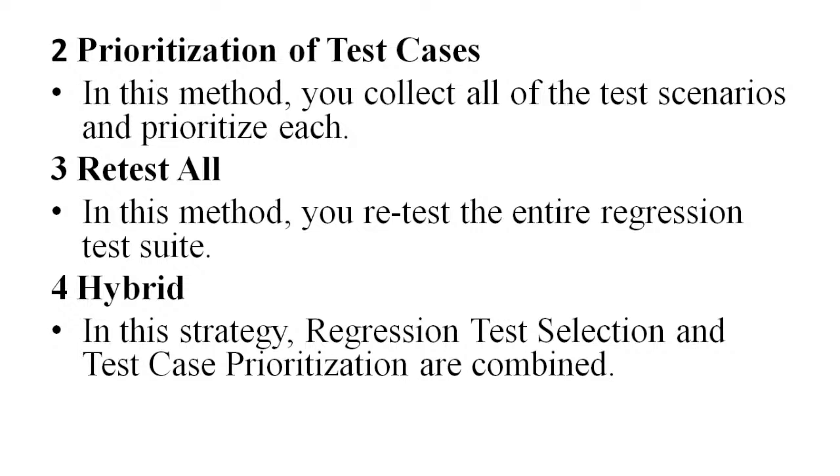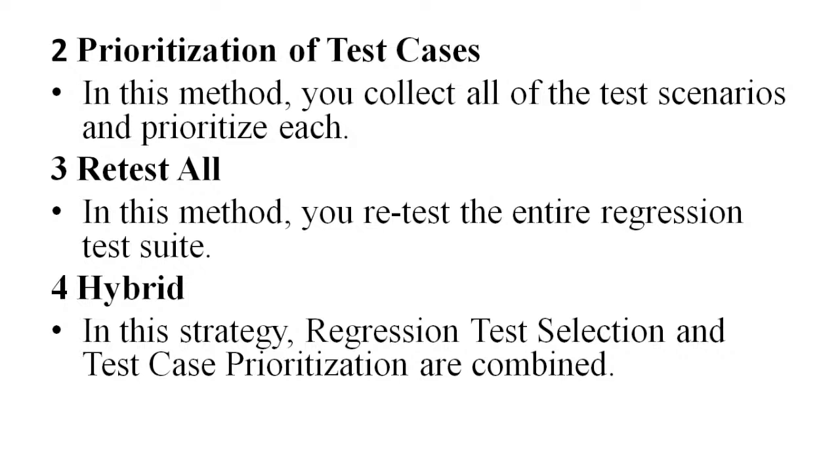In retest all, in this method, you retest the entire regression test suite. We need to retest the entire regression test suite, and the last stage is the hybrid. In this strategy, regression test selection and test case prioritization are combined. So hybrid means the combination of regression test selection and prioritization of test cases. When we perform testing by combining these, it comes under the category of the hybrid stage.